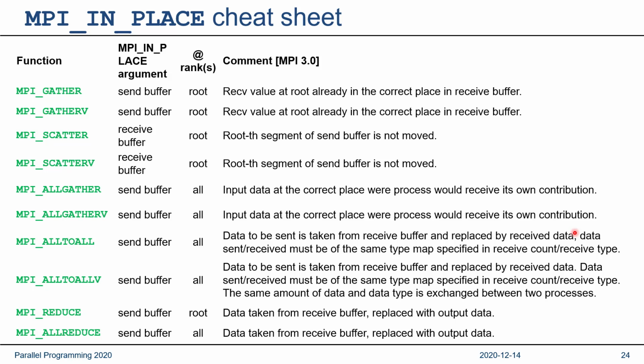For reference, I've put here an MPI in-place cheat sheet and what the in-place specification means for all the MPI collectives we've covered so far. I will not go into details here. You can also look it up in the standard. So here you see that if you specify MPI_IN_PLACE for an argument for these collective calls, which argument it should be, on which ranks you should specify it, so root or everyone, and what it actually does. This is taken from the MPI 3 specification.